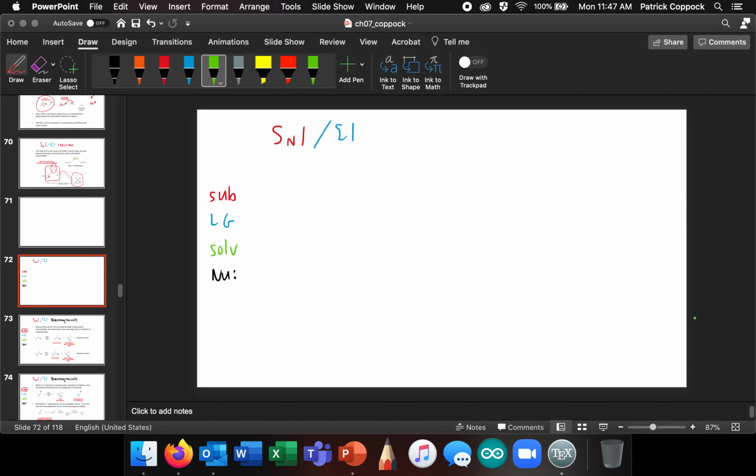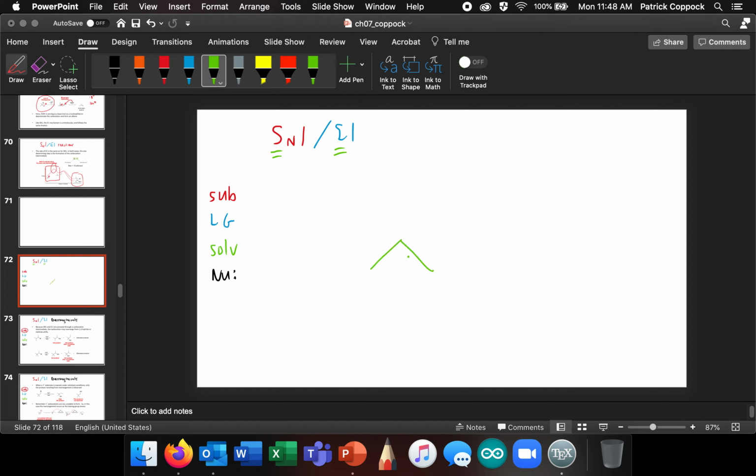SN1 and E1 reactions, but I want to provide a little bit of framework for this conversation. What I've drawn out here to the side is substrate, leaving group, solvent, and nucleophile. I did this because in a previous conversation, we appreciated that there were four main factors that we need to consider when we're considering whether something's going to undergo a substitution reaction or an elimination reaction. And they are the substrate, the leaving group, the solvent, and the nucleophile.